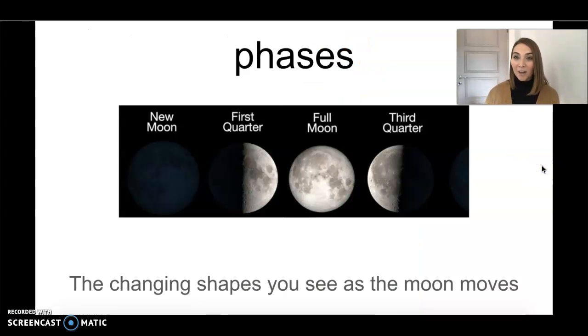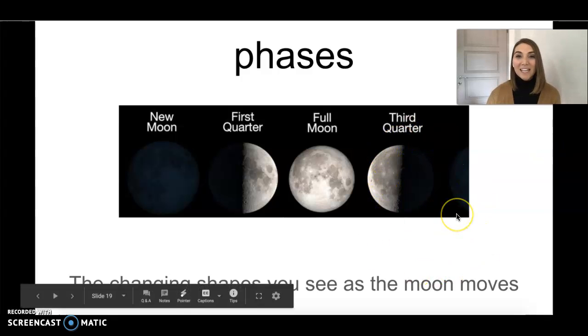We can see shadows on the moon. These are called phases. Phases are the changing shapes you see as the moon moves. So, boys and girls, we know that the moon does not give off its own light. It has to use the light from the sun. So when you cannot see the whole moon, it is in a shadow.